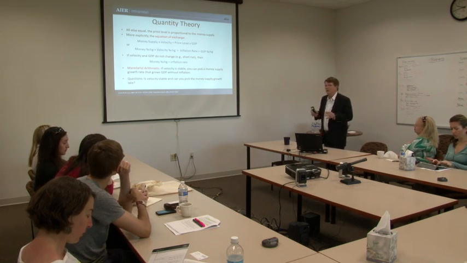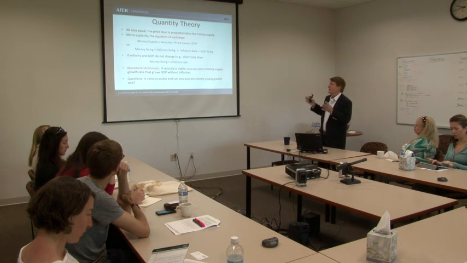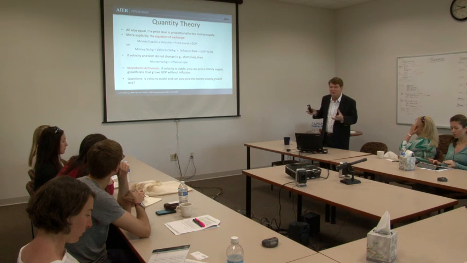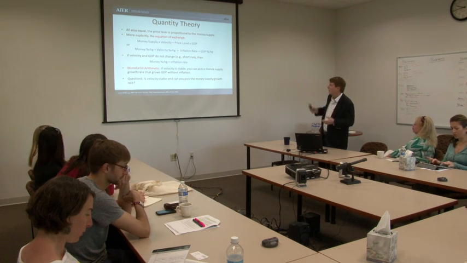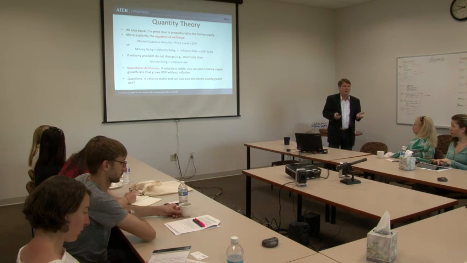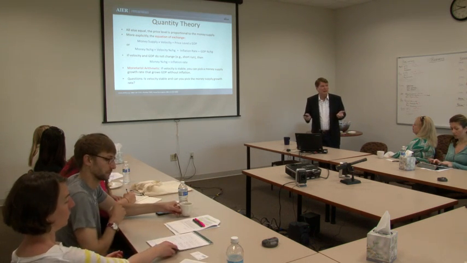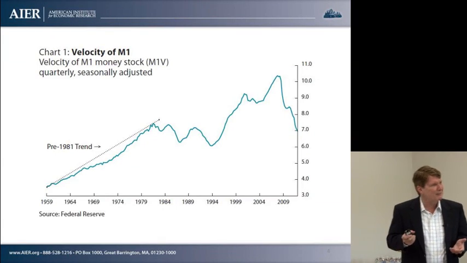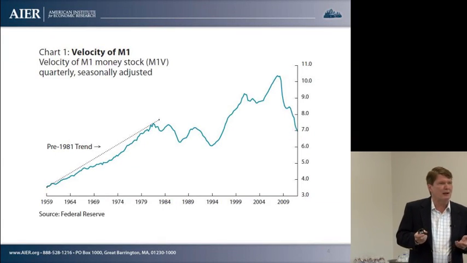Okay? But then the question that naturally arises is, is velocity actually stable? Pretty obvious, but is it? And can you actually pick the money supply growth rate? If you can't do these things, then what does the central bank expect to do? Right? Brings us back to this graph. Is velocity stable? I'm going to go with no.